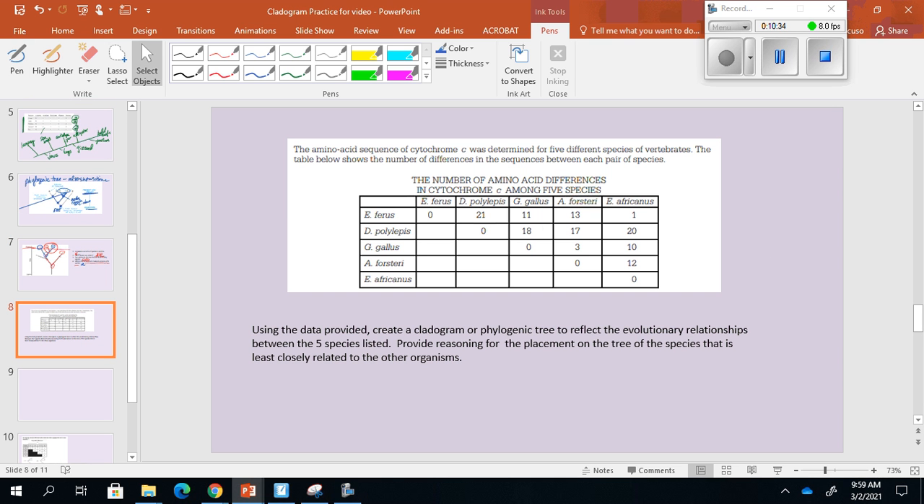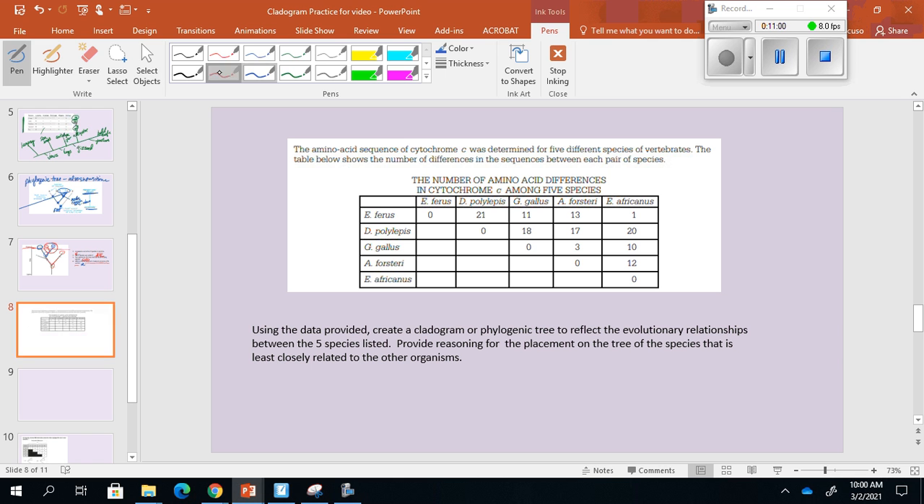So this is actually from an AP Bio exam. So it says the amino acid sequence of cytochrome C was determined for 5 different species of vertebrates. The table below shows the number of differences in the sequences between each pair of species. Using the data provided, create a cladogram or a phylogenetic tree to reflect the evolutionary relationships between the 5 species listed, and then provide reasoning for the placement on the tree.